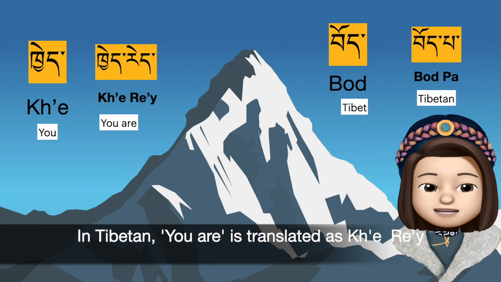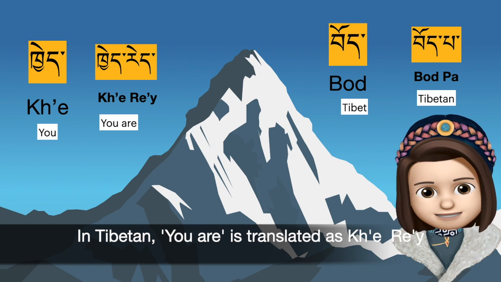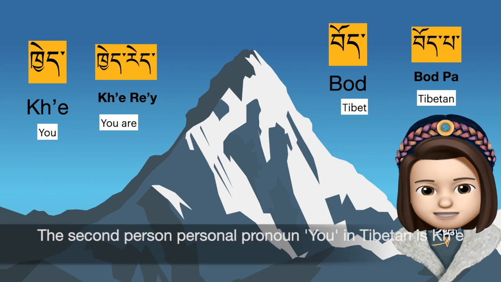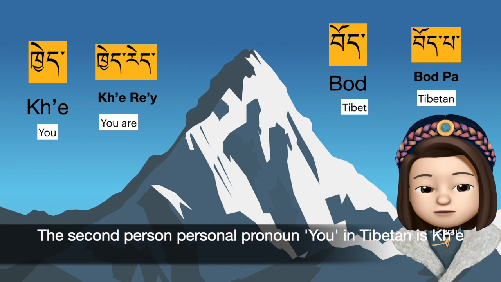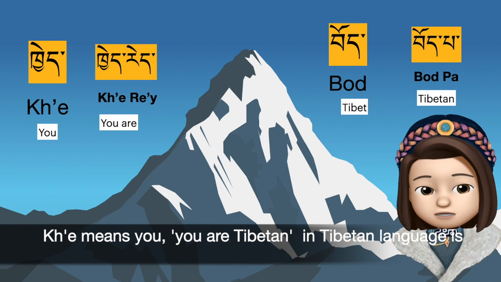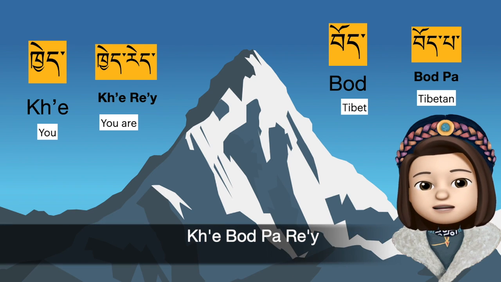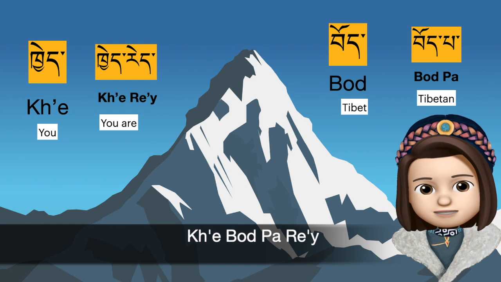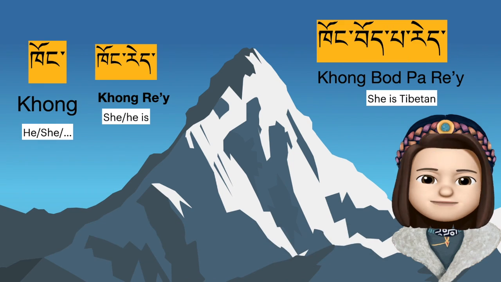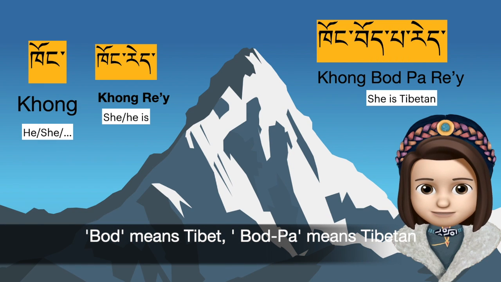In Tibetan, "you are" is translated as ke re. The second person pronoun "you" in Tibetan is ke. Ke means you. "You are Tibetan" in the Tibetan language is ke pe ba re. Ke pe ba re. Pe means Tibet.